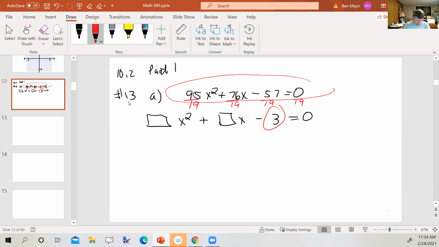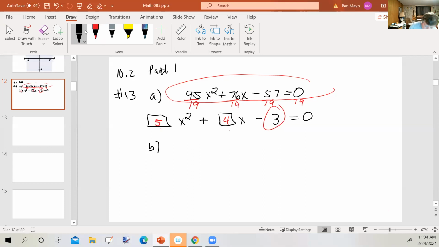So let's see, 95 divided by 19 is 5. 76 divided by 19 is 4. And 57 divided by 19 is the 3. So that's where we get the 5x squared plus 4x minus 3 equals 0. So they're just reducing it down. It says, write an equivalent equation that will be easier to solve. Smaller numbers, easier to solve.